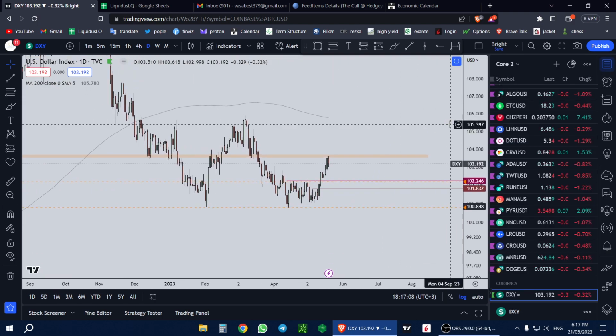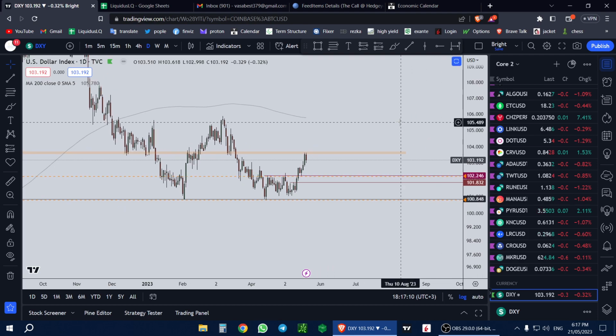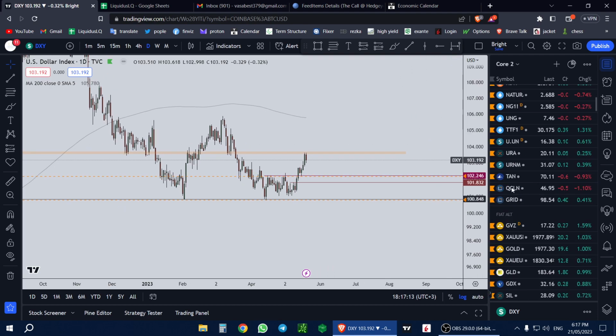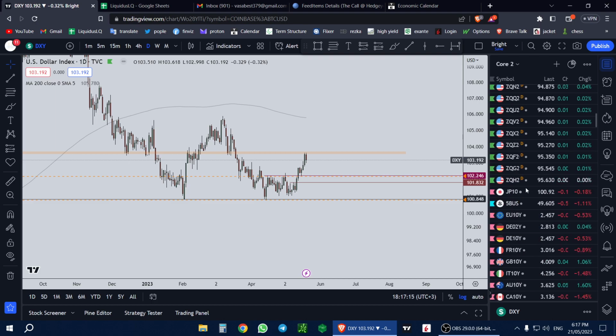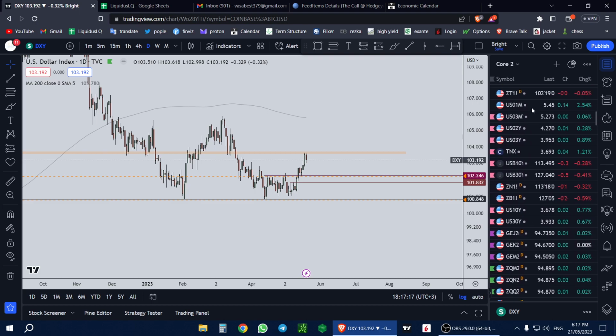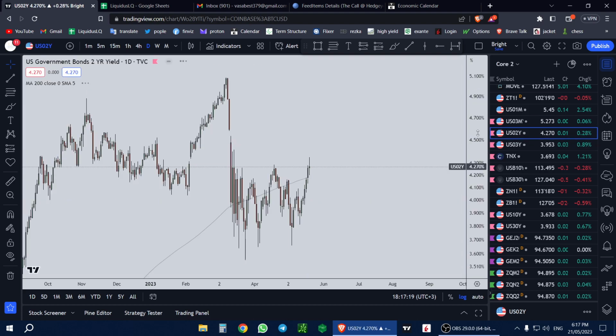The other thing we need to look at is the rates themselves. What's going on there? What's going on with the 2-year, 30-year, and 10-year?